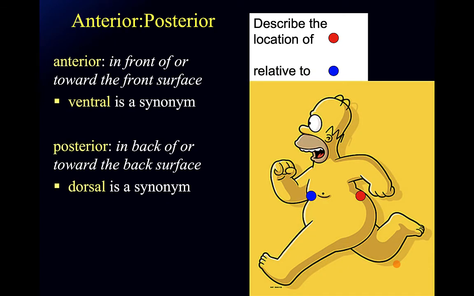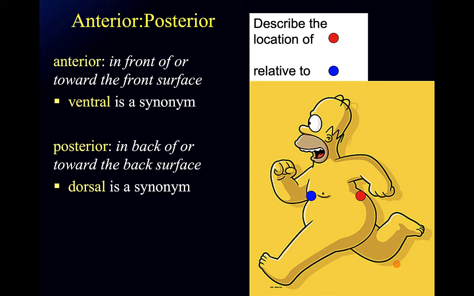All right, we're going to begin here with a couple of easy ones, anterior and posterior. So in this case, this red dot is posterior relative to the blue dot. The blue dot, therefore, is anterior relative to the red dot. Now, interestingly, we do have some synonyms for these. Ventral is a synonym for anterior, so I could say that the blue dot is ventral compared to the red dot, and that the term dorsal, meaning towards the back, is of course a synonym for posterior.